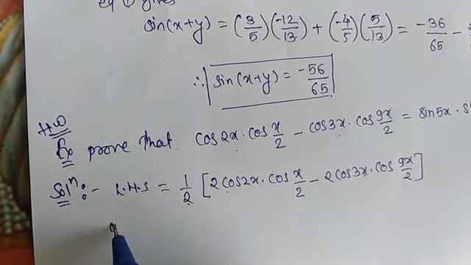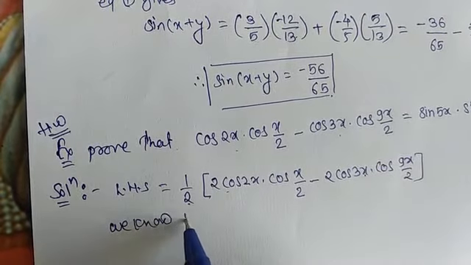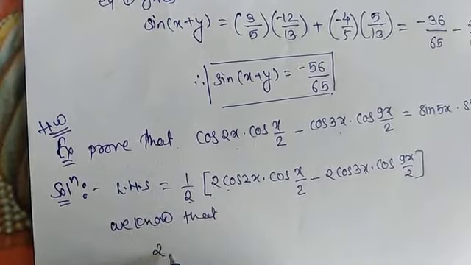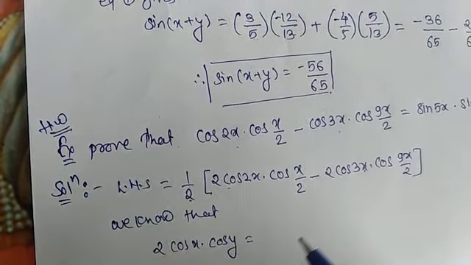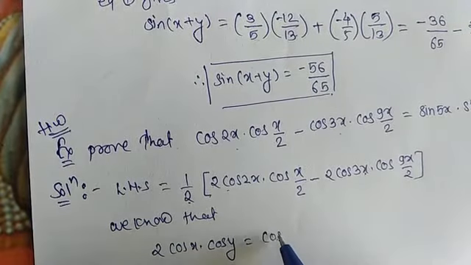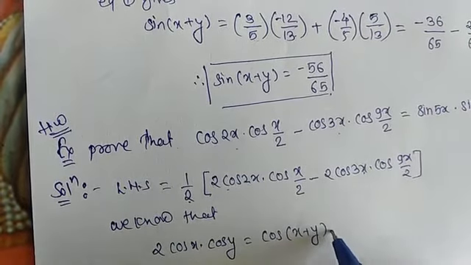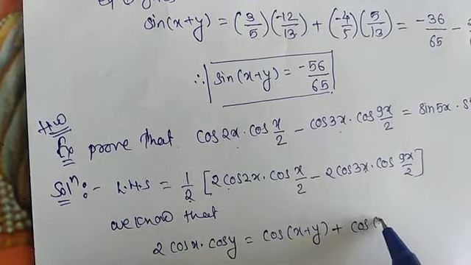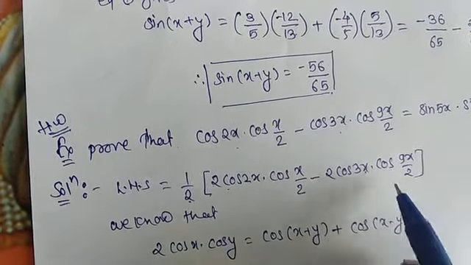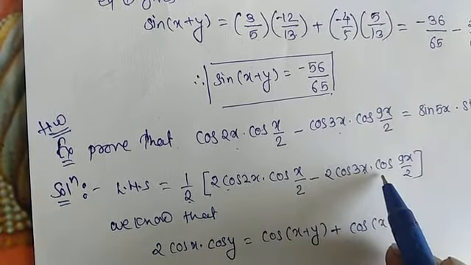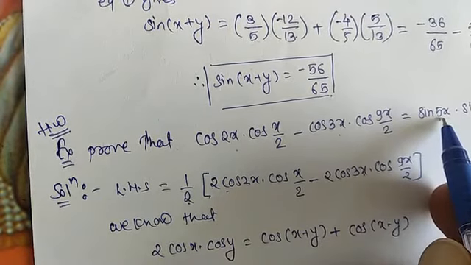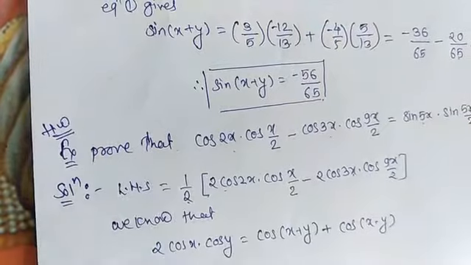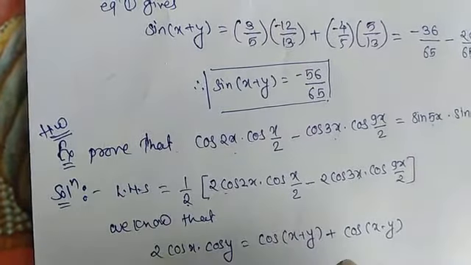Now we know a formula: twice cos x cos y is equal to cos of x plus y plus cos of x minus y. Okay, use this formula and solve, you can get the required solution. Okay, so this is your homework.